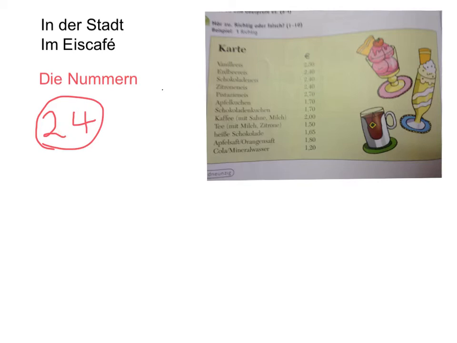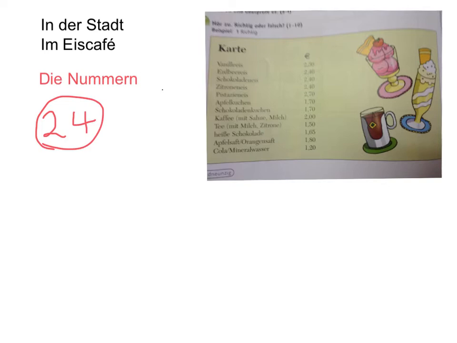So let's just have a quick look over here. If we look at the price of a heiße Schokolade, hot chocolate, heiße Schokolade, it's 1,65 Euro. Now, if you look at the top of the page, you'll see the numbers from 60 up to 100. Okay, and that's just a case of knowing those. Just having a quick look. This is something you've done before.